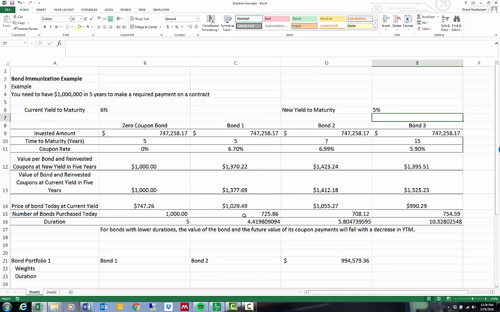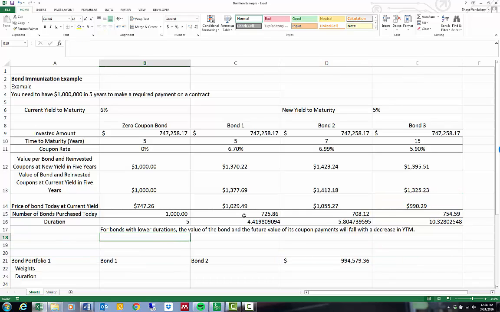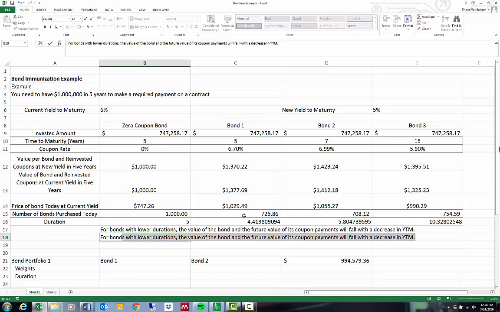We want to make sure that we eliminate interest rate risk, and I'm going to show you 2 different ways to do that in a minute. For bonds with higher durations, the value of the bond and the future value of its coupon payments will fall with an increase in the yield to maturity.